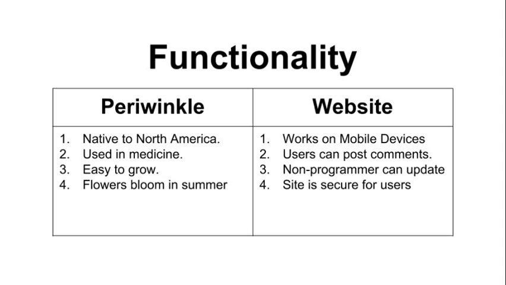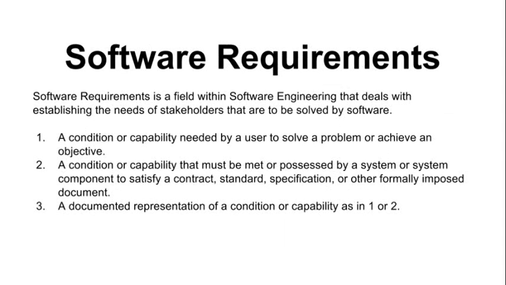A periwinkle flower is reported by gardeners to be easy to grow. In comparison, a website can have features within its user interface that allow someone with no programming experience to update the site. And finally, a periwinkle flower has flowers that bloom in the summer. In comparison, a website can be developed so that logged-in users have a secure connection.